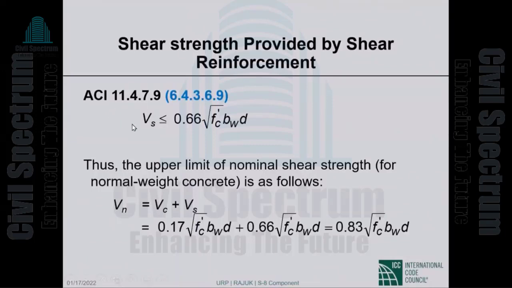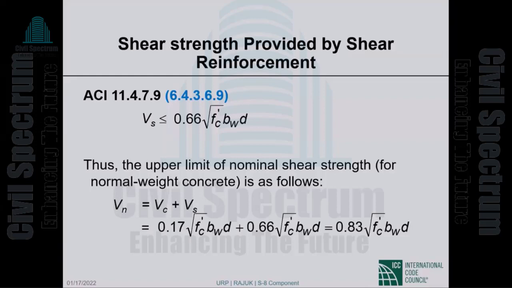Okay. V sub S, the contribution of the reinforcement, shall not exceed 8 square root of F sub C prime, in our units. 6 square root of F sub C prime. Okay. So that means the sum of the concrete contribution and the steel contribution shall not exceed 10 square root of F sub C prime. Concrete is good for 2 square root of F sub C prime. Steel cannot exceed 8 square root of F sub C prime. So the total nominal strength of a section cannot exceed 10 square root of F sub C prime, 0.83 in your units.